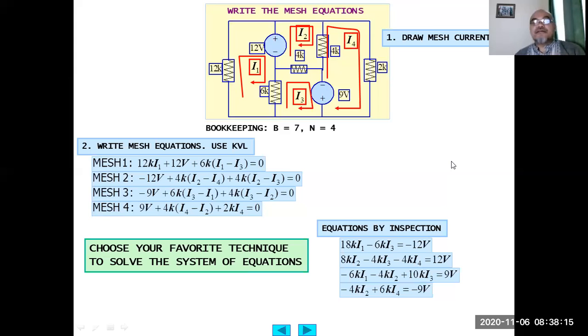So you can choose your favorite technique to solve this system of equations. You can use substitution, elimination, or the easiest will be to put it into matrix form and solve it using Octave or MATLAB.